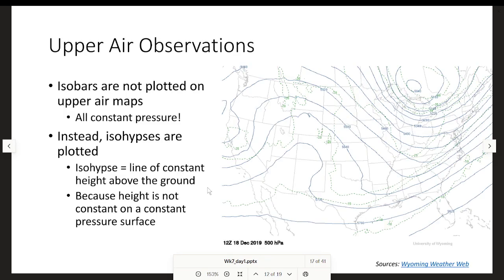So, isohypses. I'm going to go with isohypses. That's a line of constant height above the ground. But because height is not constant on a constant pressure surface, we have to have these lines of constant height. This whole thing is the same pressure though. So different heights, same pressure.